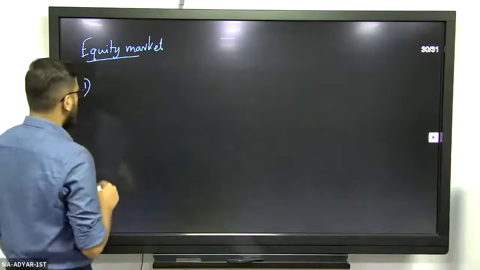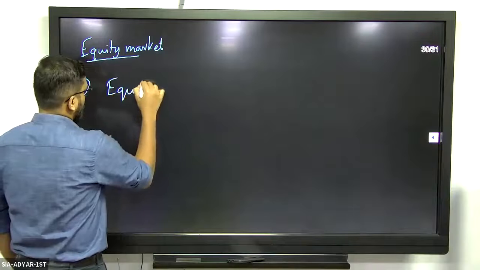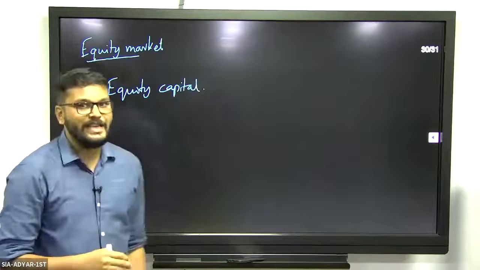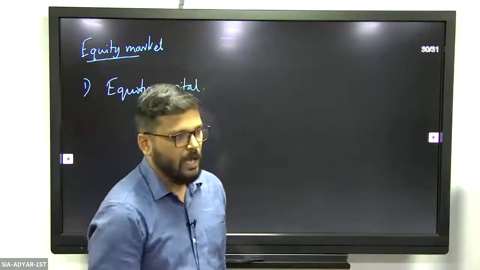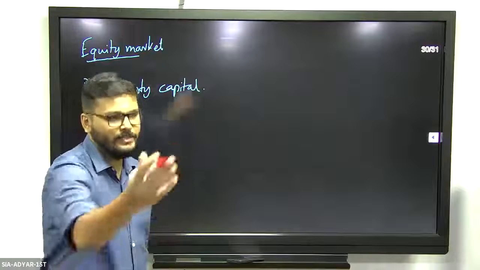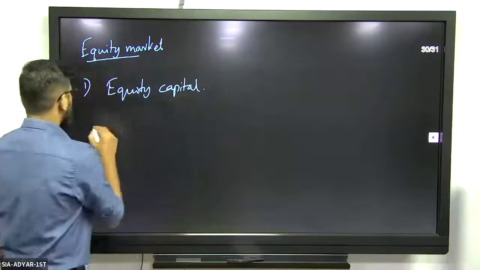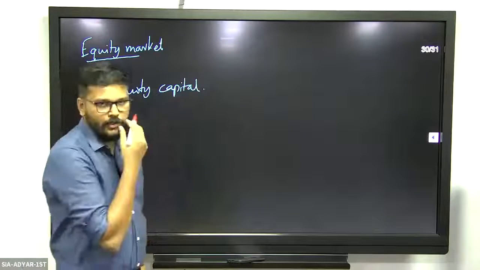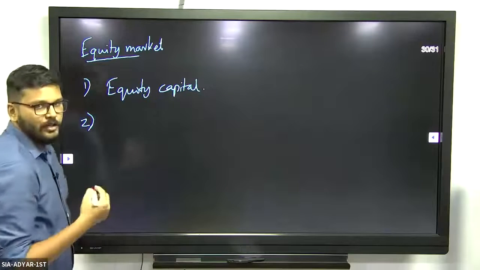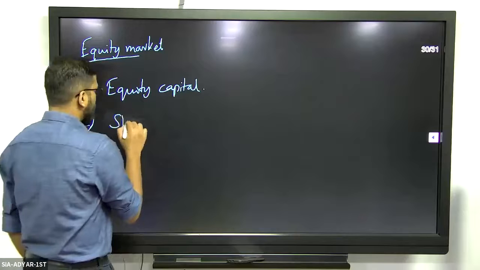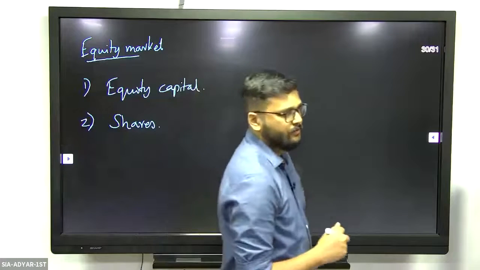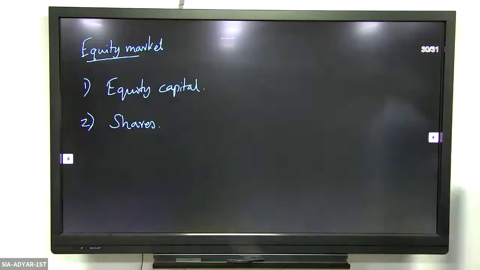Number one, equity capital. Equity capital is the equivalent of the principal amount that we talk about. How much is the money that is received? How much is the money that is given by you? So it is the equivalent of the principal amount in a debt instrument. What do you get in return for the equity capital? You are issued shares.